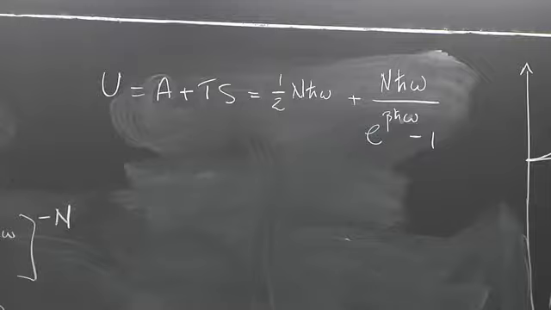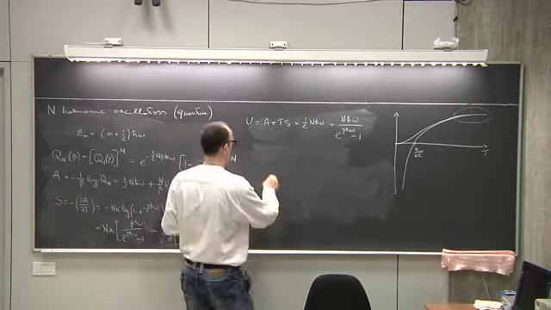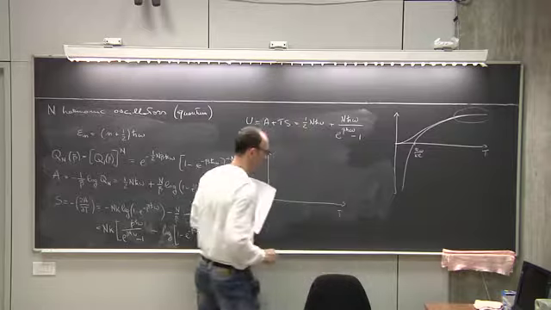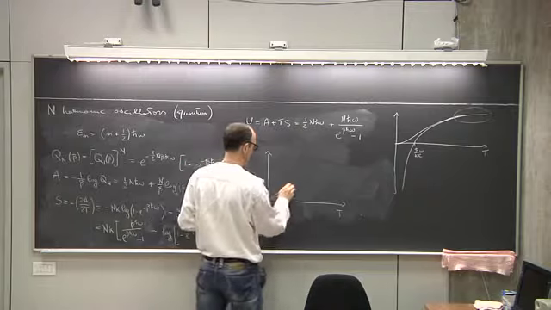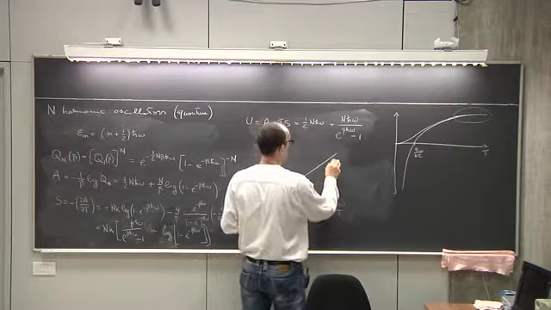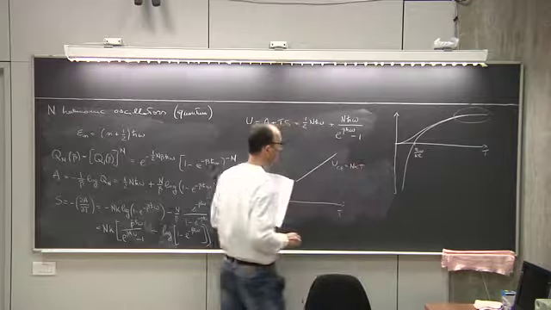Okay, so this is the energy. So you see, if you plot the energy as a function of temperature, the classical result was just a straight line. Okay, so the classical energy was just nkT.